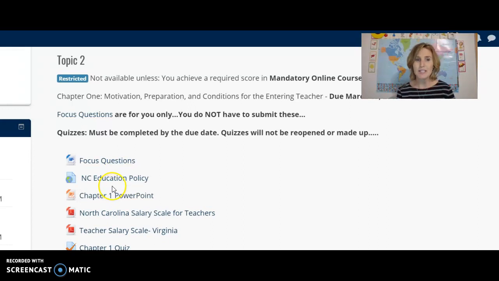There are some resources there, like the North Carolina Education Policy, just to kind of help you understand what it is that you're reading, because this is an intense class, and it's even more intense because you're taking it not over 16 weeks, but over 8. So nothing was taken out of this class. We just condensed it down, and it's just a faster pace.